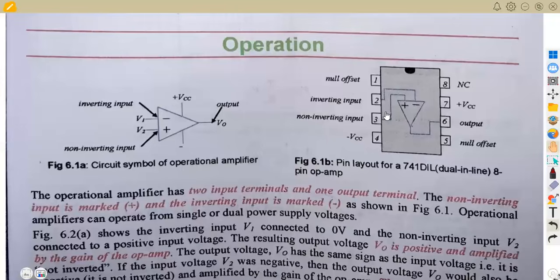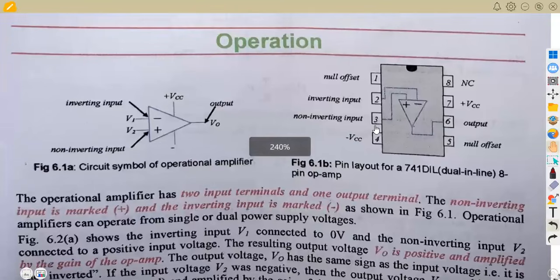Then also the operating of an operational amplifier, but what I want us to be talking about here is the circuit symbol of an operational amplifier, having the inverting input at the negative and also the non-inverting input at the positive.